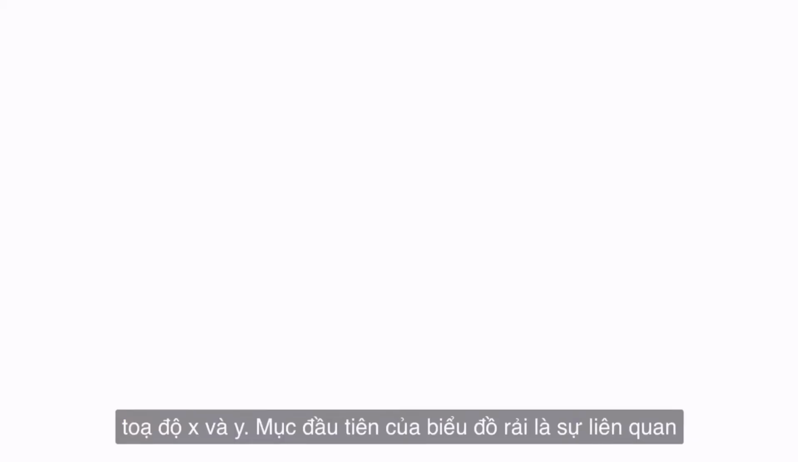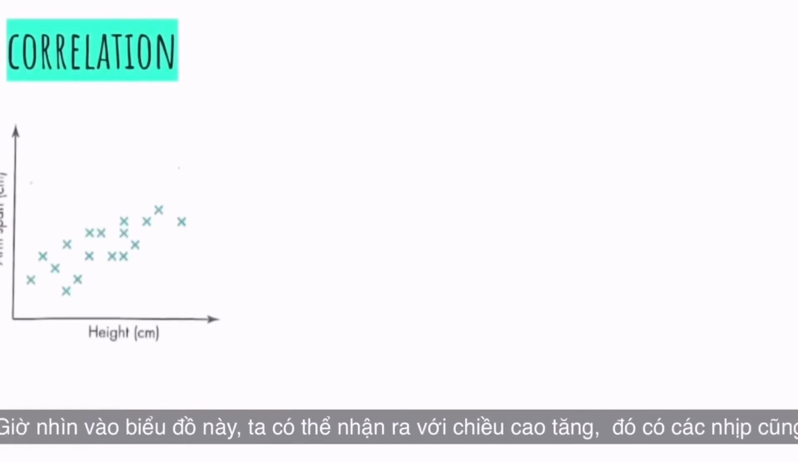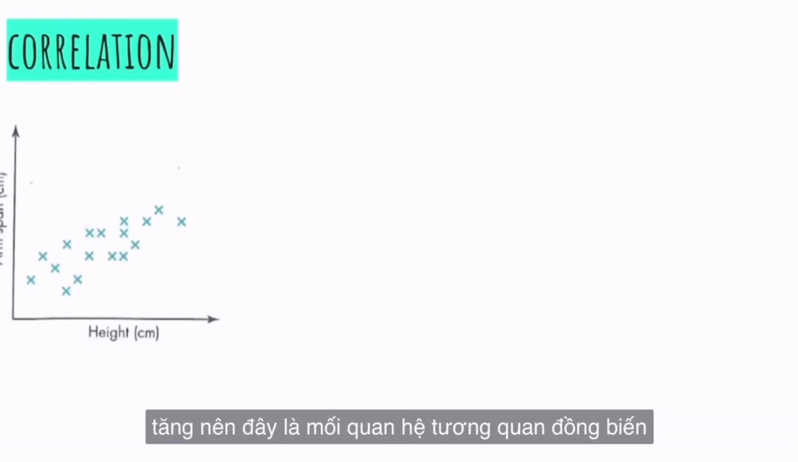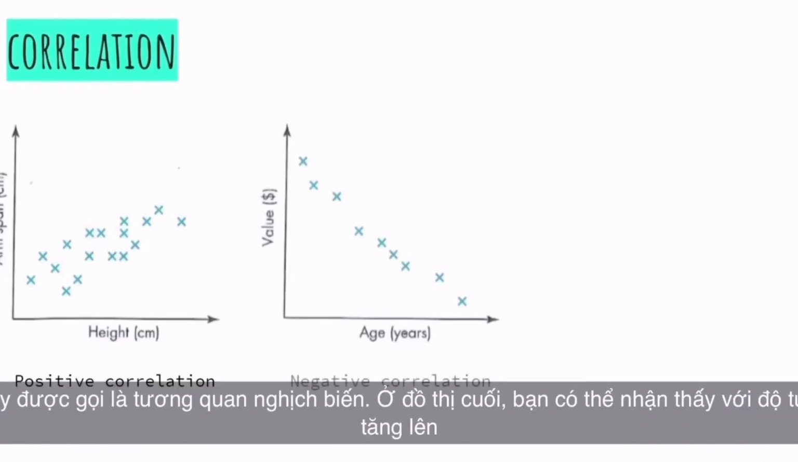The first property of a scatter graph is correlation. Now look at this graph. You can see that as the height increases, the arm span also increases, so this one is a positive correlation. While on this graph, as the height increases, the value decreases. This one is called negative correlation.